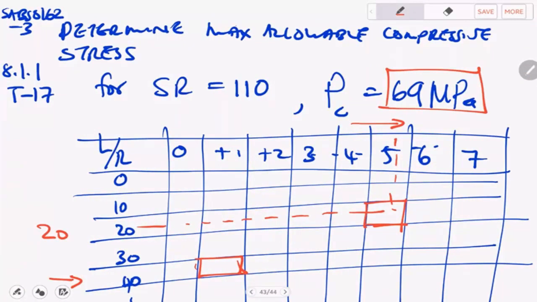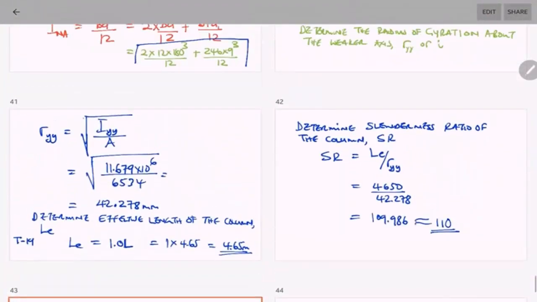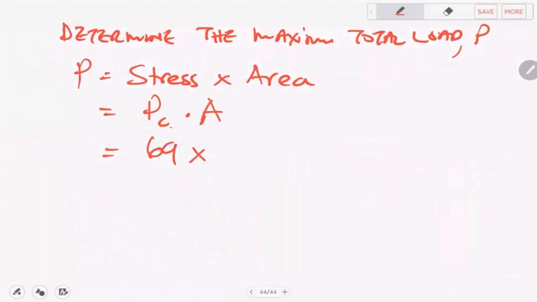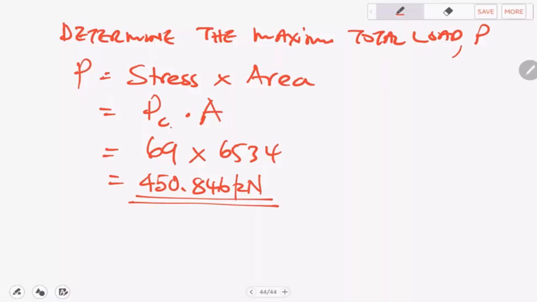So PC is that 69 megapascals multiplied by the area in square millimeters. What did we get as the area? In square millimeters, we got an area of 6534. And what answer do we get? 450.846 times 10 to the power of 3, which is kilonewtons. So that's the maximum force which you can place on that thing.